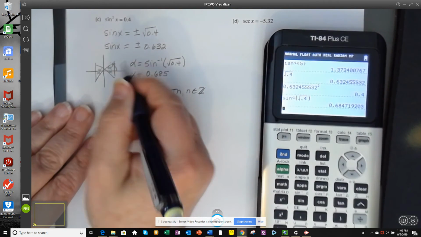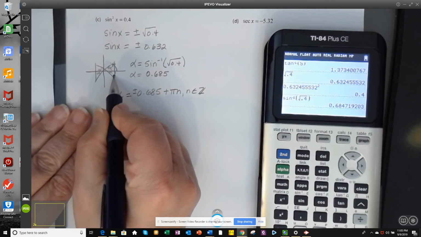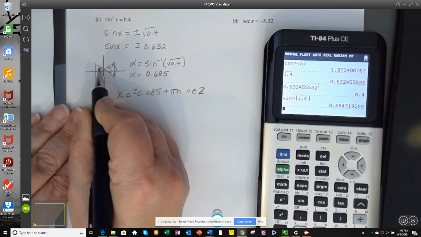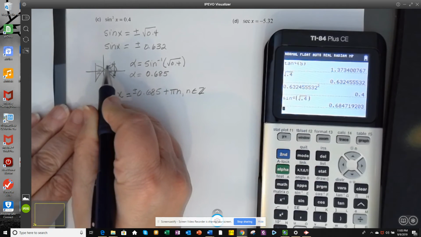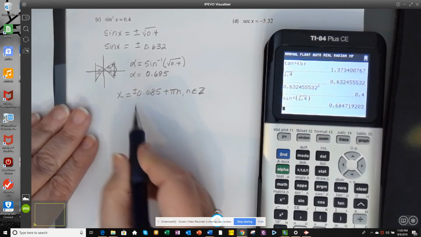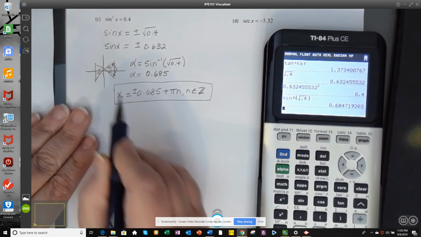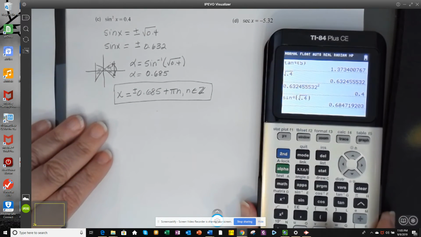But what if I said plus or minus? Does that cover it? Let's see, this would be the minus solution, minus 0.685. If I add pi to it, I get a solution, add another pi, get another solution, add another pi, get another solution, and so on. So this covers all of them if I do plus or minus 0.685 plus pi n.